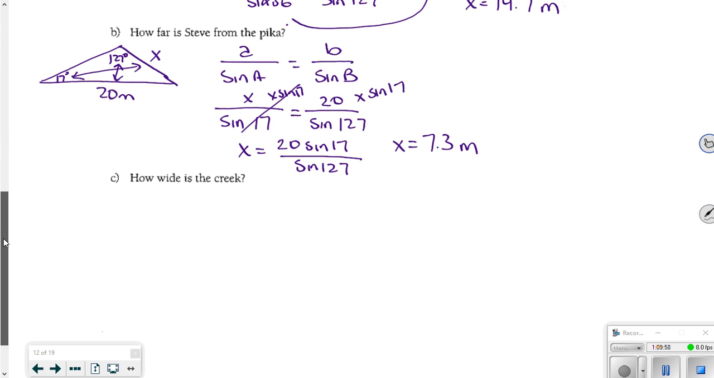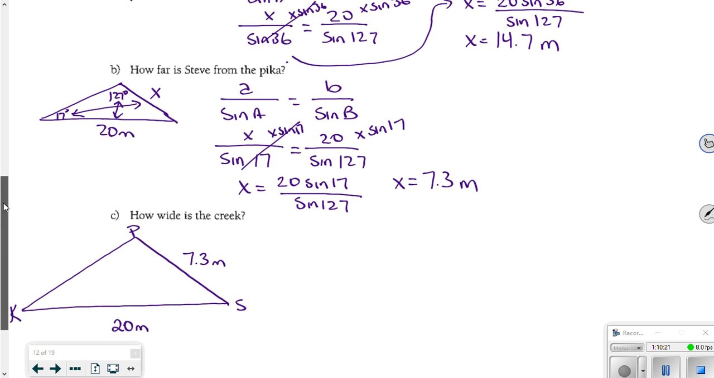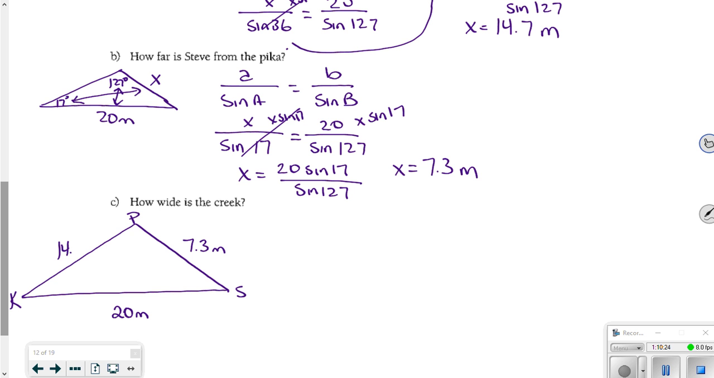The last part wants to know how wide is the creek. So I'm going to draw our triangle one more time. We know that this is 20 meters. This is Kat, pika, Steve. Now though, we know that this is 7.3 meters and Kat is 14.7 meters away. How wide is the creek means we want this piece right here.